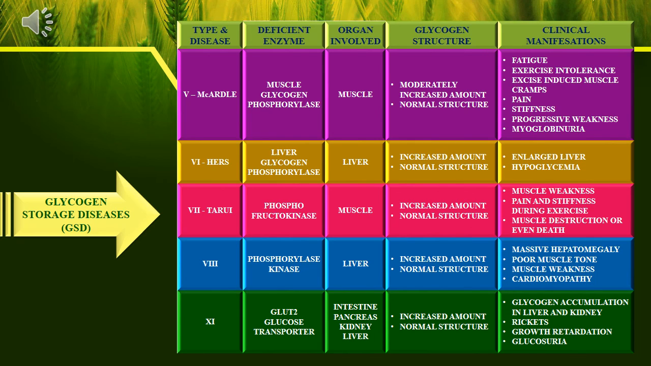Observe the disease type. The different types are named with different names, and the name mentions the person who discovered the particular GSD. And observe where it occurs, what enzyme is responsible for the particular GSD, what the nature of the glycogen structure is during the condition, and what clinical manifestations occur due to different glycogen storage diseases.